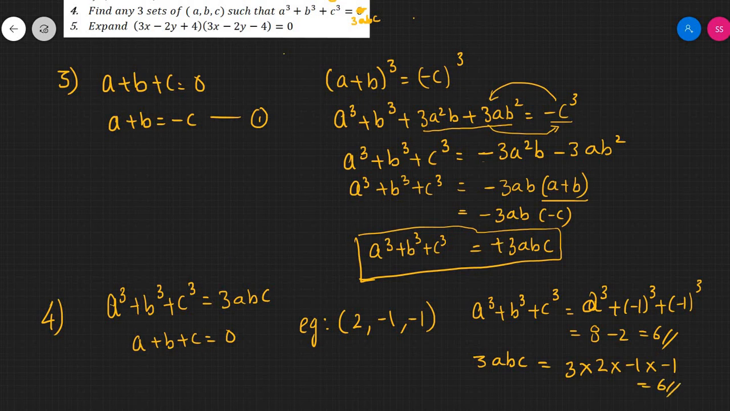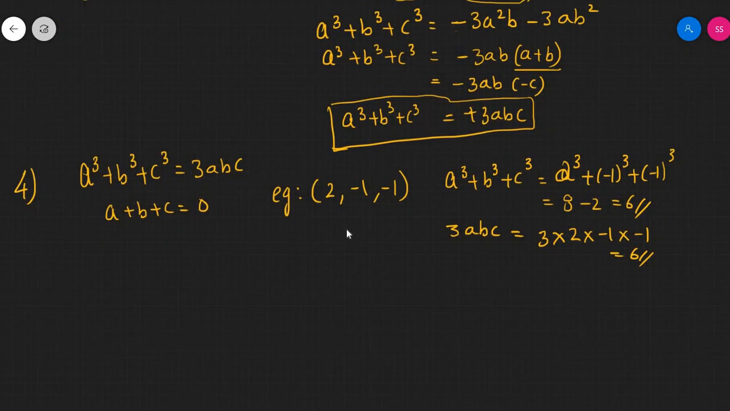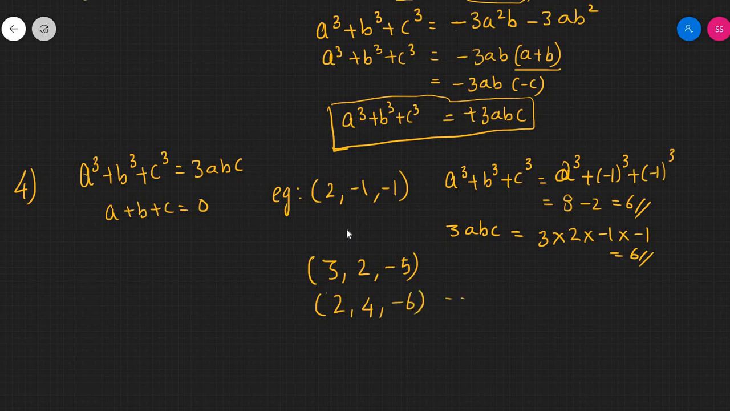So you can find as many values as you would like, as long as you select your a, b, c such that they add up to 0. So the other values can very well be 3, 2, minus 5, or 2, 4, minus 6, and so on. You can find any number of values.